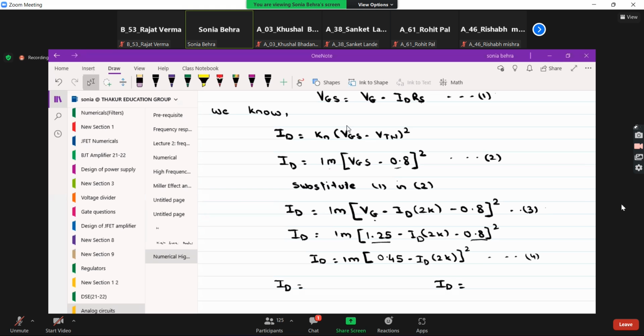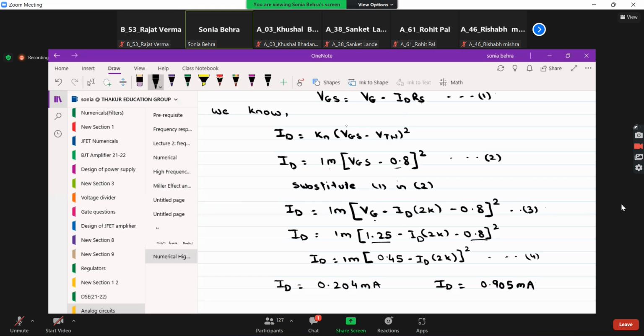Okay. I am getting the value of ID. I am getting two values of ID. One value is 0.204 milli. Anything nearer to this is fine. Another value I am getting is 0.905 milli. I am getting two values because it is quadratic.